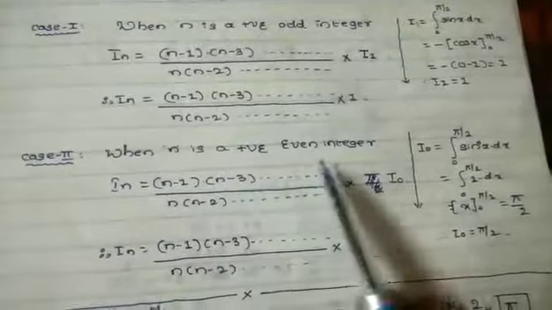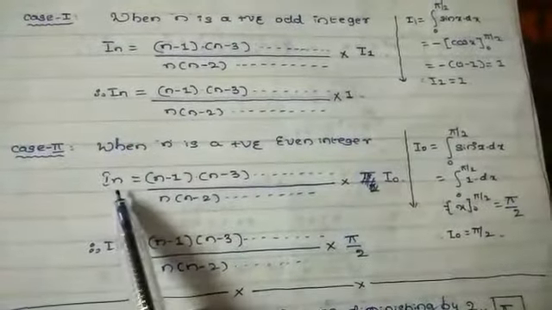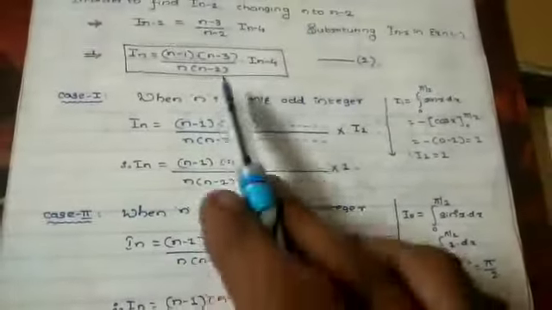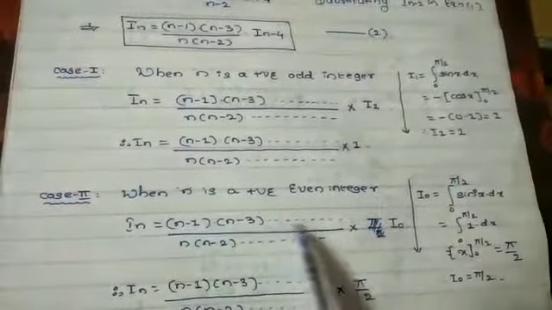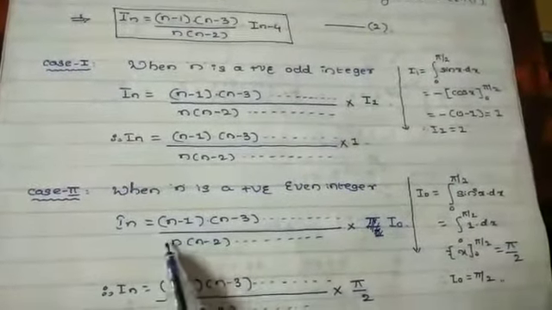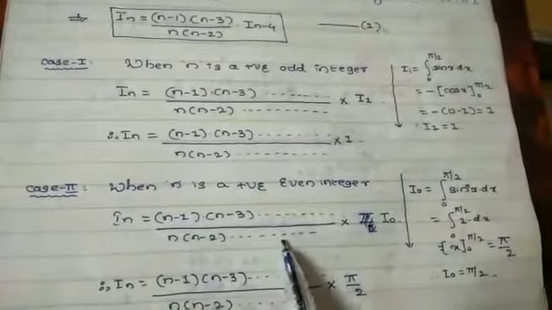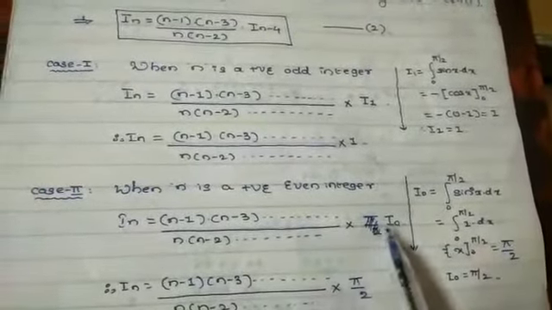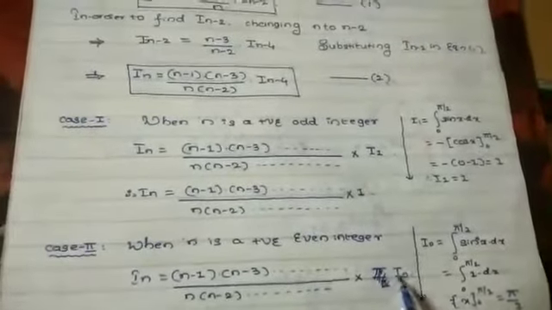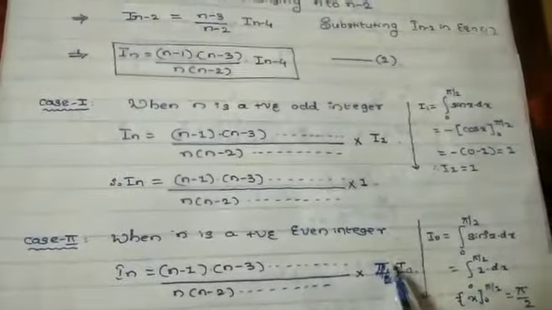Okay, when n is a positive even integer, if you consider the even numbers, so n minus 1, n minus 3, n minus 5, and in the denominator n minus 2, n minus 4, n minus 6, and so on up to the n number of terms, into I0 it becomes. How will it come? Let us see. So this is for a positive even integer.